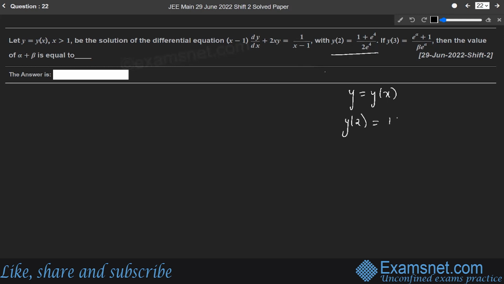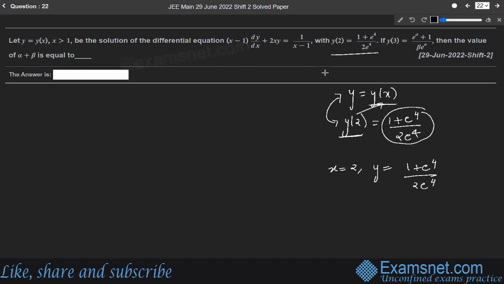Y of 2 is equal to (1 plus e power 4) divided by (2 into e power 4). When we compare both these equations, here y of x means y of 2. So the value of x is 2. It means that if x is equal to 2, then y will be 1 plus e power 4 upon 2 into e power 4, because the concept is y of x will be equal to y. So it implies that when x is 2, the value of y is this. Similarly, when x will be 3, the value of y will be this.